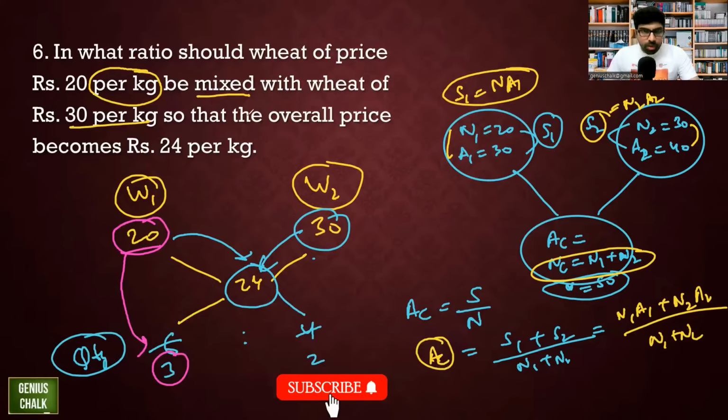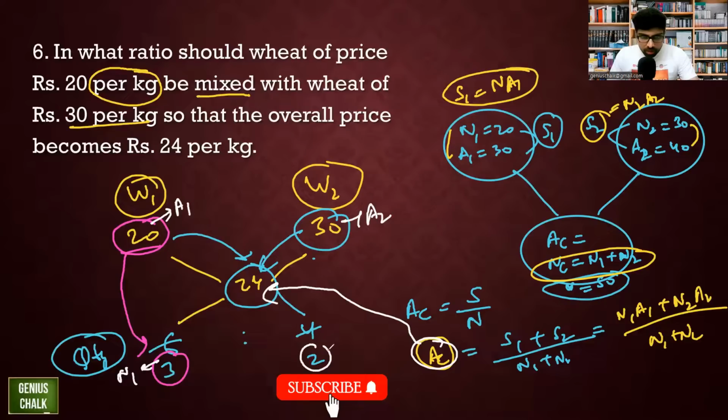So what is happening? Now relate it. This value is nothing but the combined average. This is your A1, this is your A2, and this is your N1 and this is your N2. But after cancelling it, we are getting this. Are you getting the point? This is called alligation. Alligation means basically the combined average formula in a different format. 1, 2, and overall, and then we write the ratio of that.